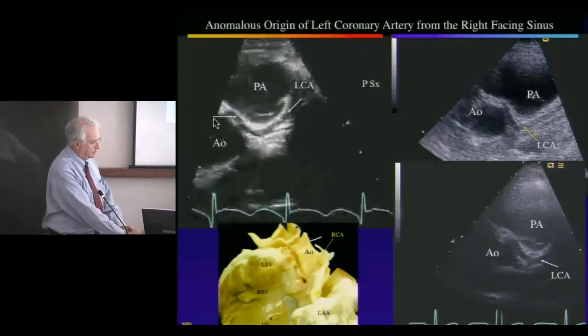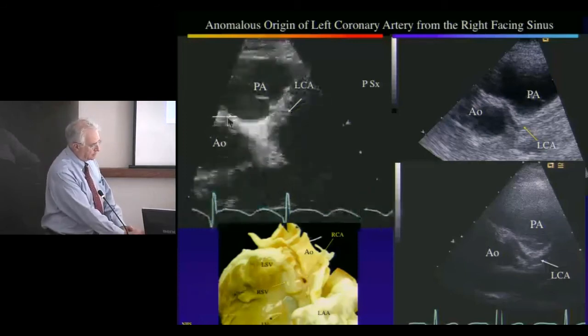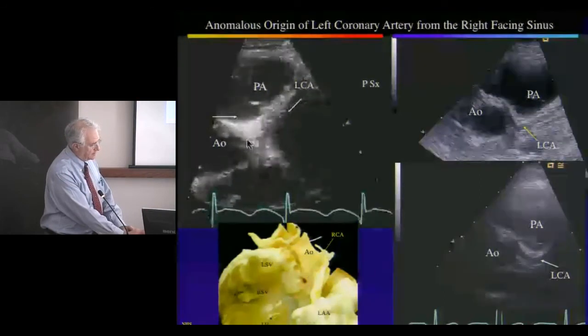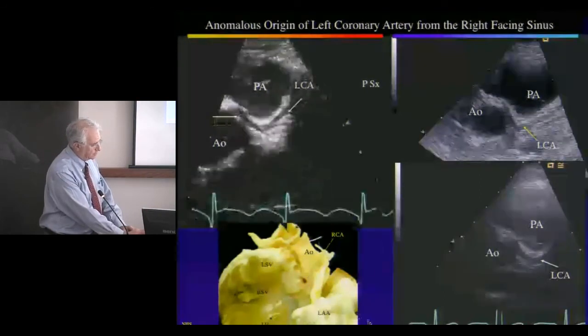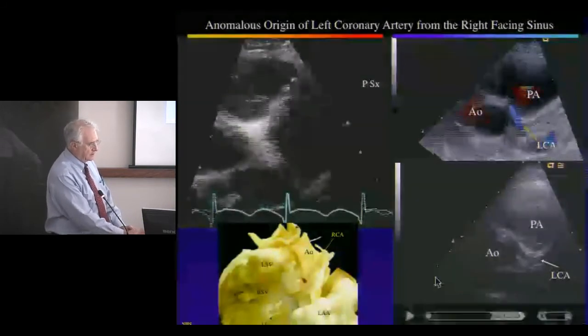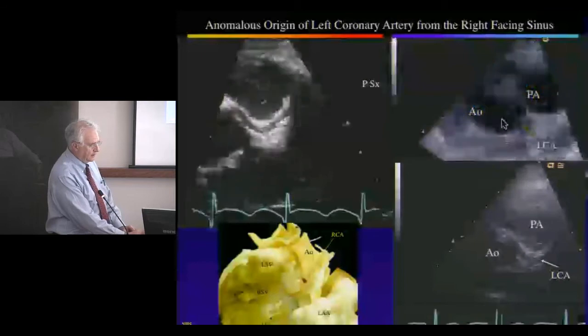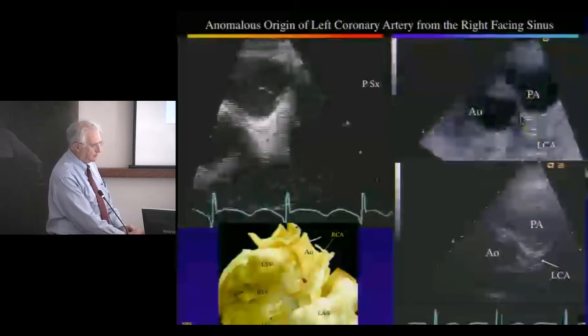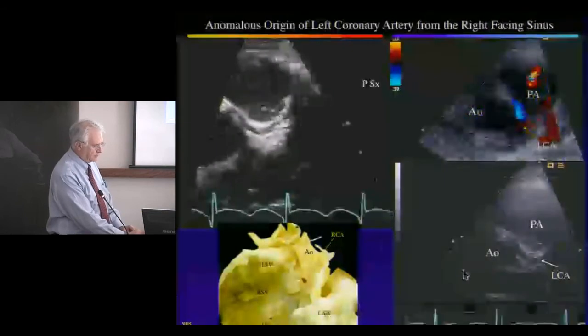And here you see the origin, the intramural course, and the left anterior descending, the ramus intermedius, and perhaps just the origin of the left circumflex. Here's another look at the intramural course. And of course, if you do coronary flow, you'll often see a high velocity of flow within this coronary system.